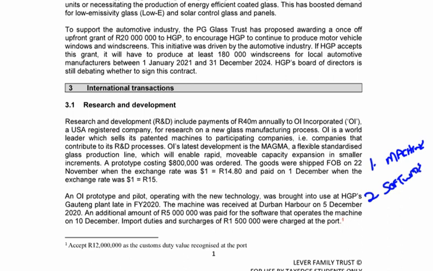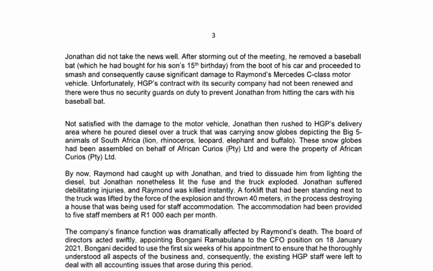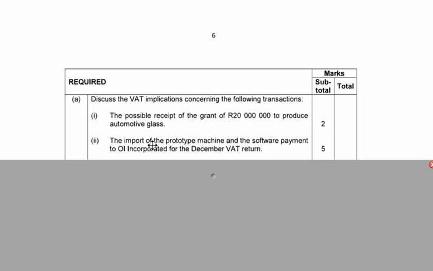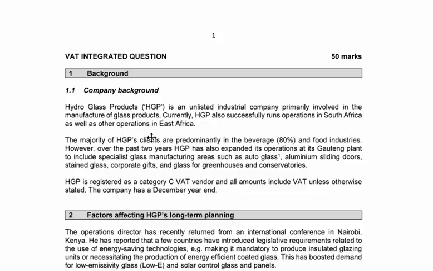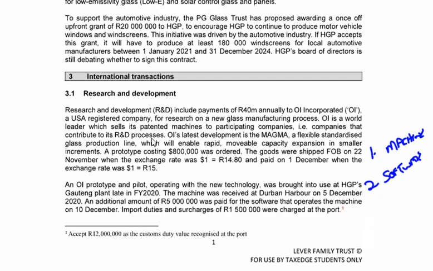How many marks is this question out of? Okay, this question is out of 5 marks. The import of the prototype machine and the software payment, 2 things inside the solution that we need to do, but we only need to understand what to do for the December VAT return itself. Now, this question says discuss. Does that mean we need to number crunch? Of course we need to number crunch. And obviously, we're going to number crunch stuff because that's the easier marks in the question.